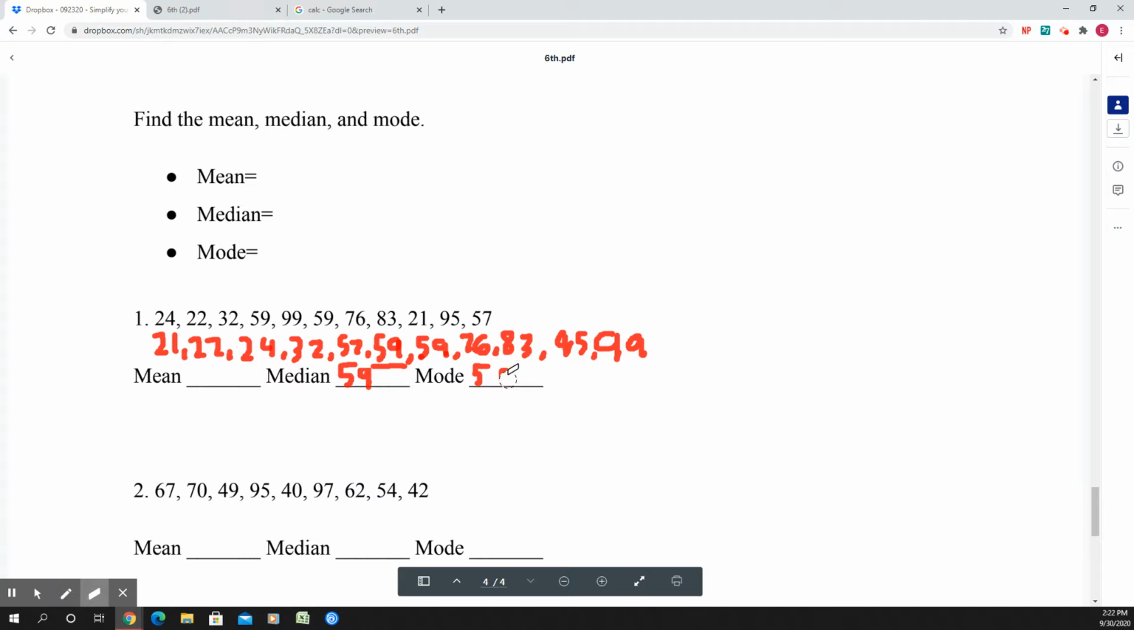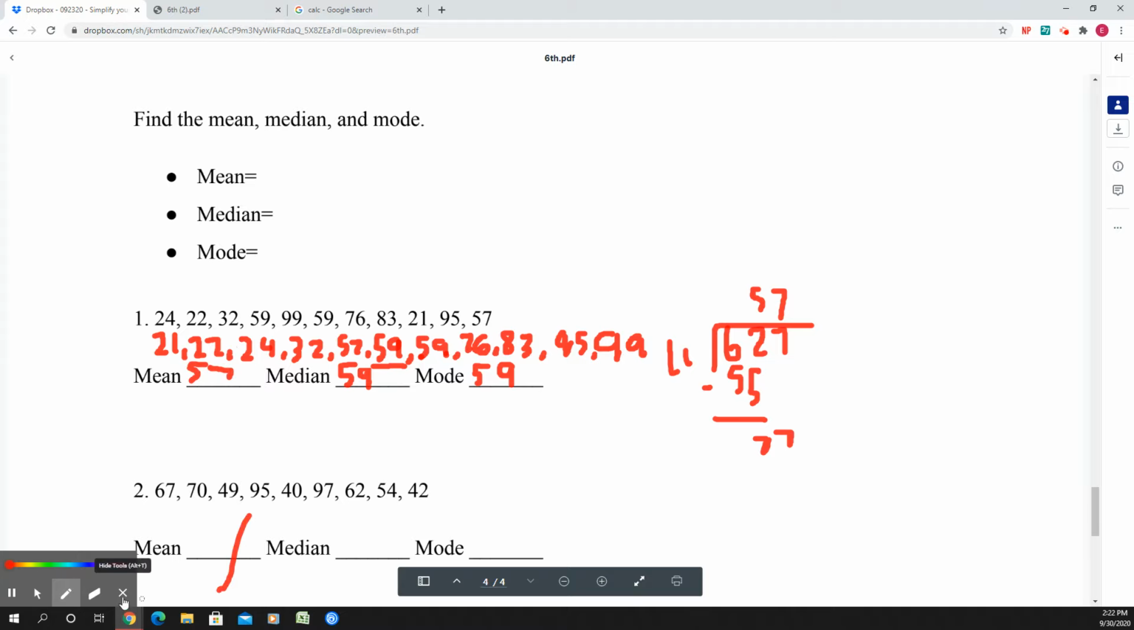And when you're trying to find the mean, all you have to do is add up all these numbers and then divide it by 11, which is the number of numbers. So if you add up all these numbers, then eventually you'll get 627. And so all of these numbers added up is 627. And then what you want to do is divide it by 11. And if you divide 627 by 11, you get 57. So the mean is 57, the median is 59, the mode is 59.